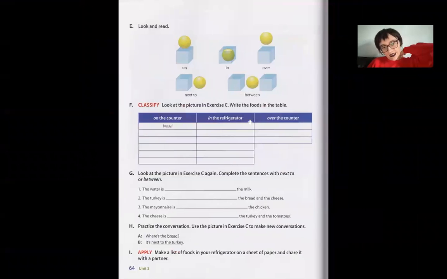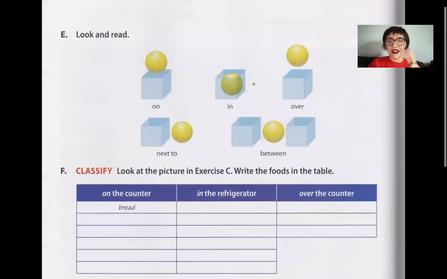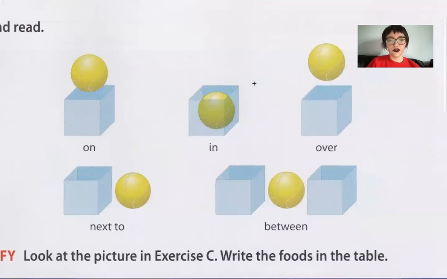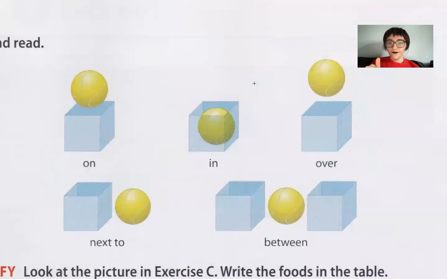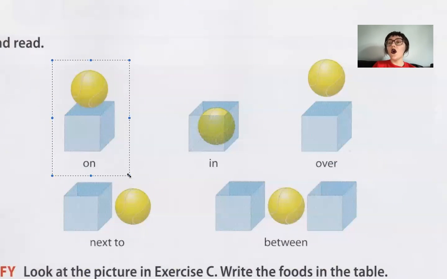So next thing we're going to do is we're going to talk about location, right? Where's the chicken? Where is the bananas? We use the words on, in, over, next to, and between. So these ones. On. So if you have a table, right? Table. My phone is on the table, right? It is on the table, right?